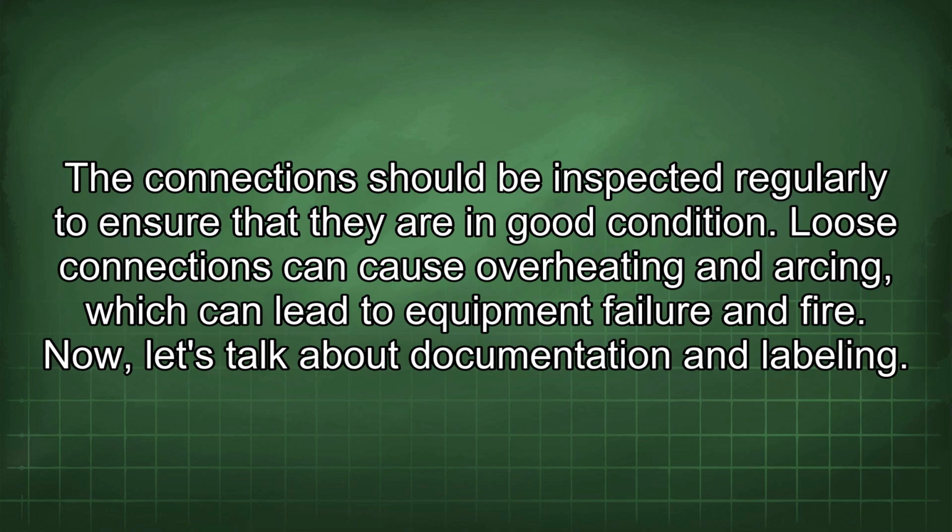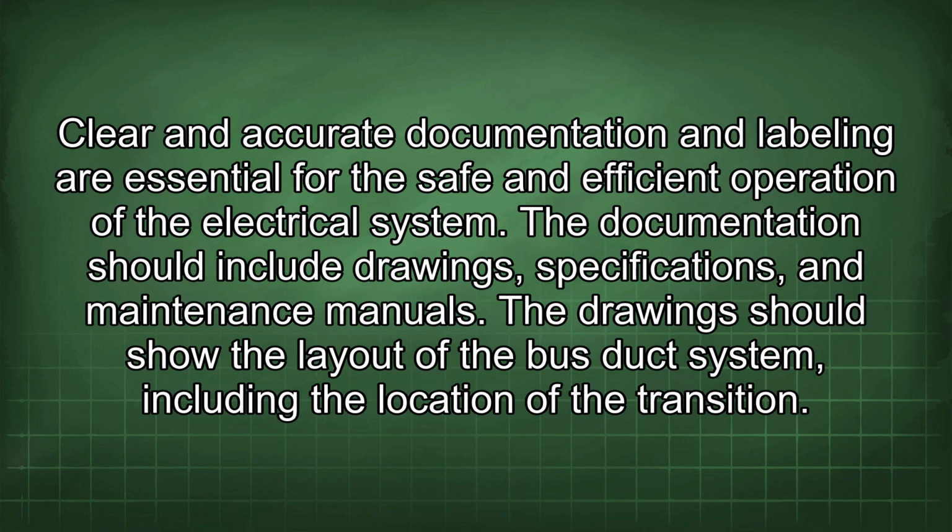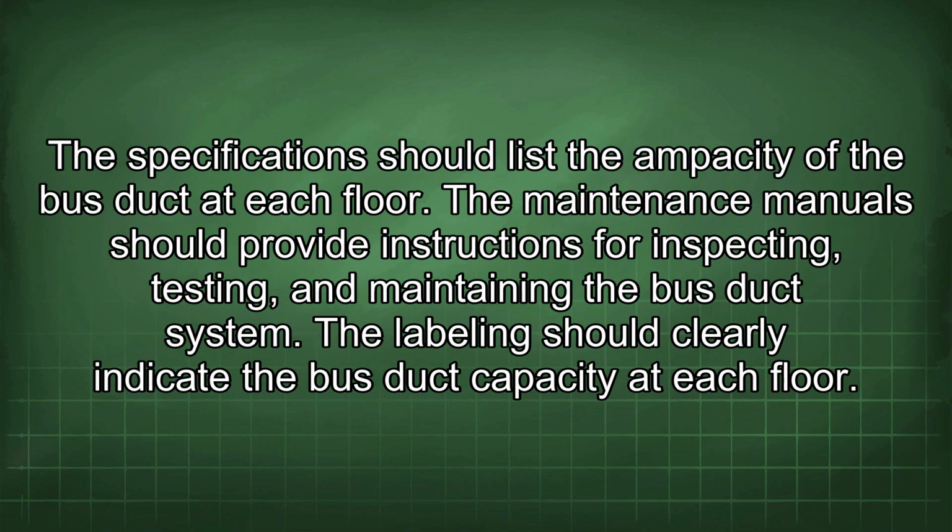Now let's talk about documentation and labeling. Clear and accurate documentation and labeling are essential for the safe and efficient operation of the electrical system. The documentation should include drawings, specifications, and maintenance manuals. The drawings should show the layout of the bus duct system, including the location of the transition. The specification should list the ampacity of the bus duct at each floor.